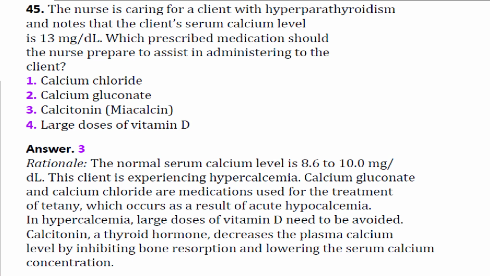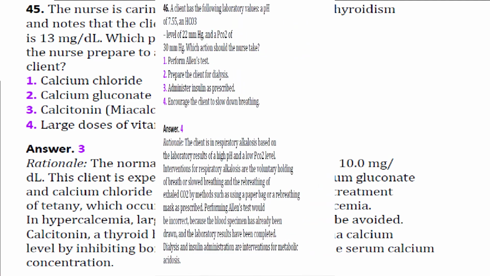Answer. 3. Rationale. The normal serum calcium level is 8.6 to 10.0 mg/dl. This client is experiencing hypercalcemia. Calcium gluconate and calcium chloride are medications used for the treatment of tetany, which occurs as a result of acute hypocalcemia. In hypercalcemia, large doses of vitamin D need to be avoided. Calcitonin, a thyroid hormone, decreases the plasma calcium level by inhibiting bone resorption and lowering the serum calcium concentration.